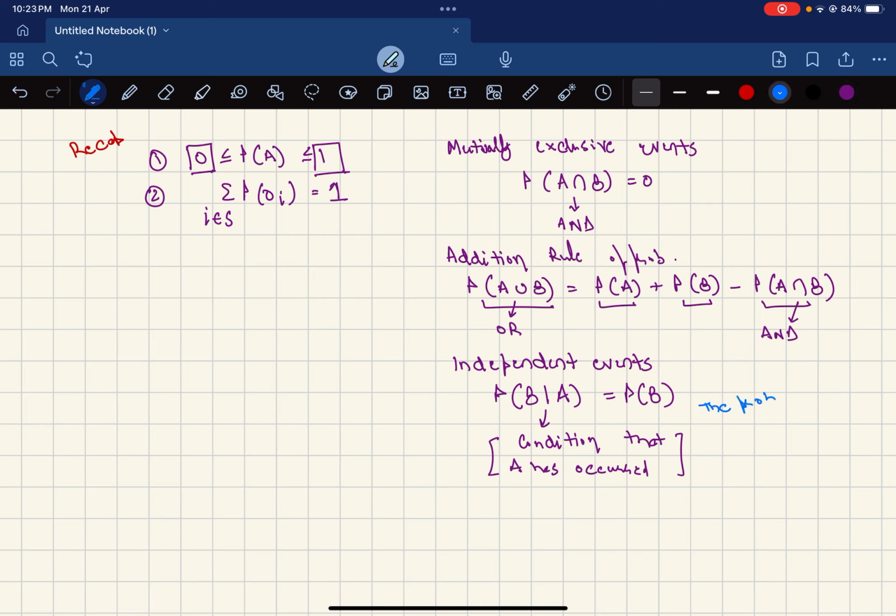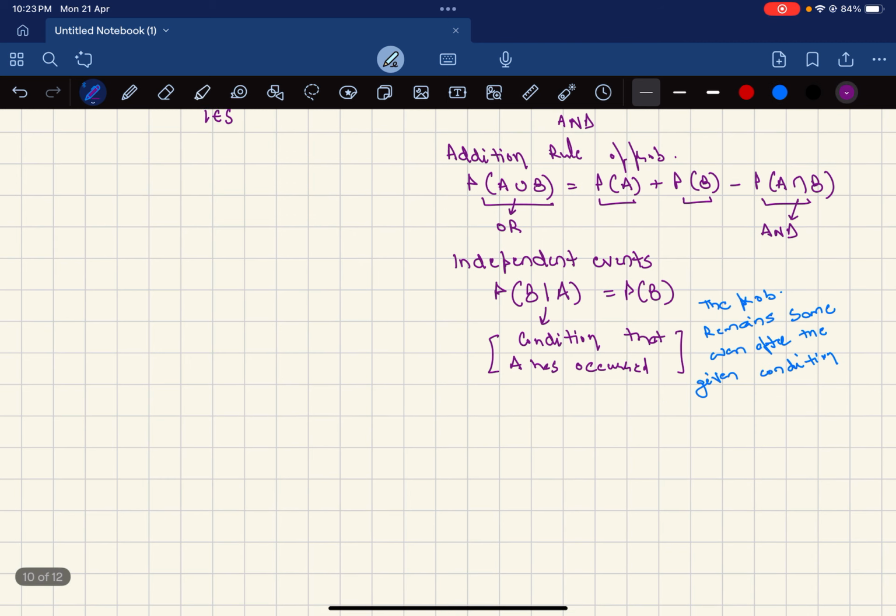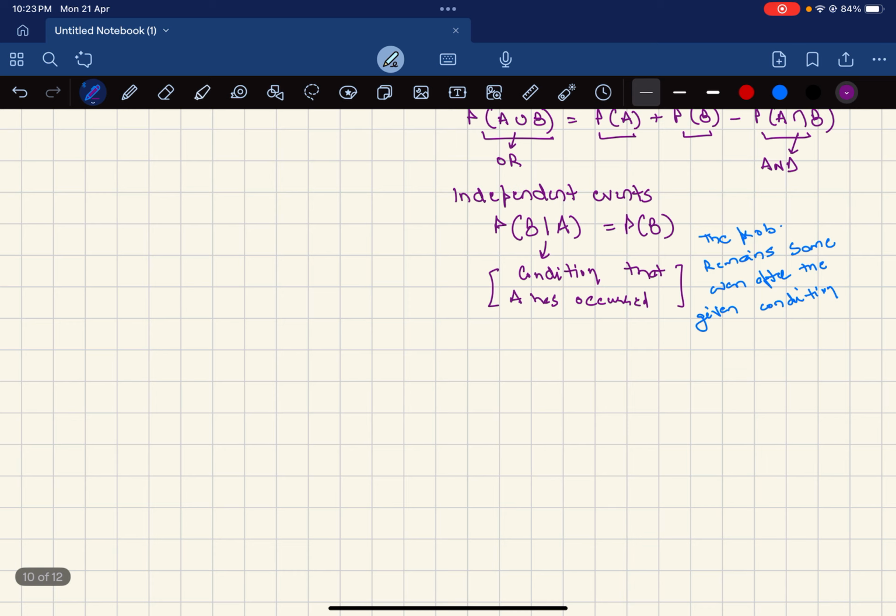So the probability remains the same even after the given condition. And that is why we can say that B is independent of A in this particular case. Now whenever B is independent of A, we always have A is independent of B as well. So therefore, given that B has occurred, the probability of A also remains the same.